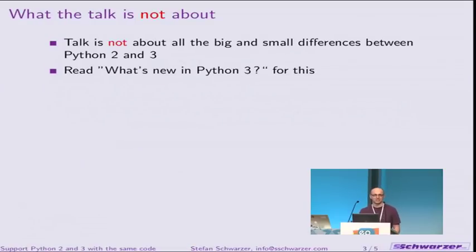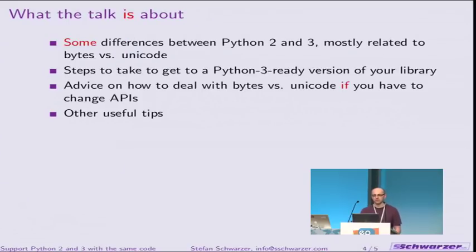Okay, the talk is not about all the differences, big and small, between Python 2 and 3. There are other documents which summarize this quite nicely. One is, of course, What's New in Python 3.0 actually, and another one is Porting to Python 3. Very good guide. The talk is about some differences between Python 2 and 3, most really related to bytes versus Unicode issues, because this is, I think, the most complex part, which might require real thought, which is not so straightforward to get right.